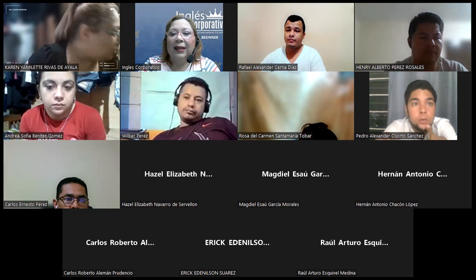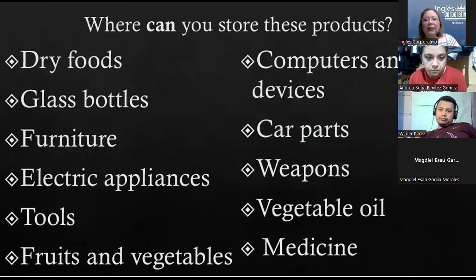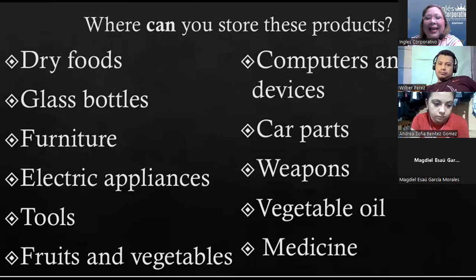Okay, let's start by doing this feedback, okay? This is about asking for information using can. Remember that when we structure a question for information, you use WH words. In this case, we're using where. Where means that you are asking or requesting for places information, okay? So what other WH words do you remember?